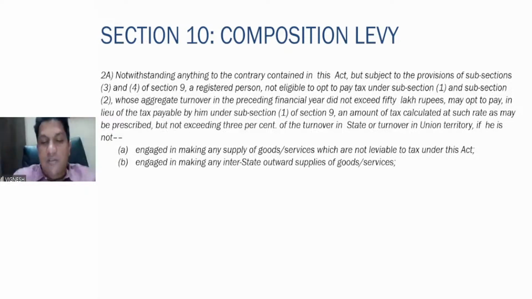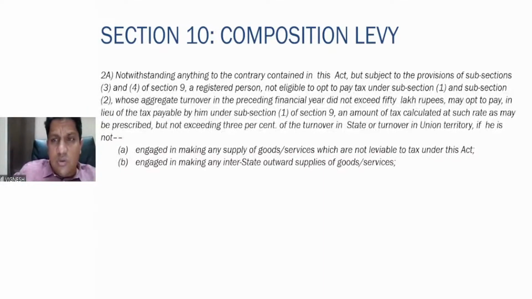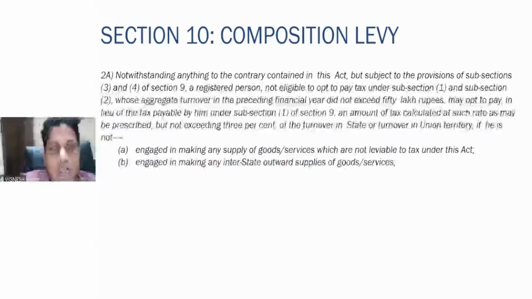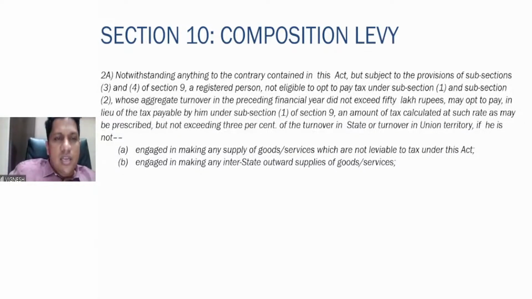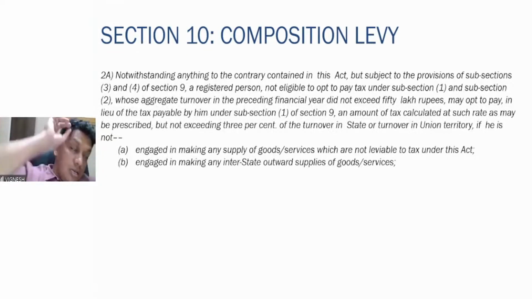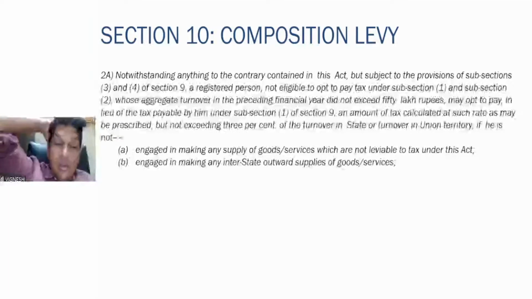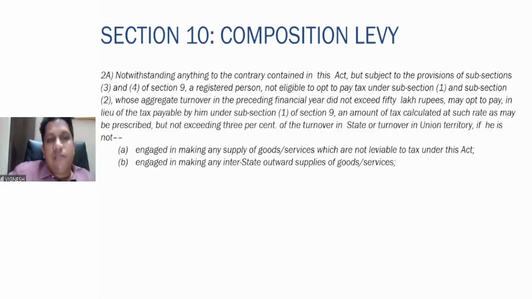So what is subsection 1? Your regular three categories: manufacturers, restaurants and traders. And subsection 2 is your marginal supply of service. So if he is not eligible to pay under those, then instead of the tax payable by him under regular tax, he can pay the tax at a rate not exceeding 3%. That means a total of 6% of the turnover can be paid, on whatever turnover you have achieved. But what is the condition for this? Aggregate turnover in the preceding financial year does not exceed 50 lakhs. For services, if it does not exceed 50 lakhs, you can go for the composition scheme wherein you have to pay 6%, right?